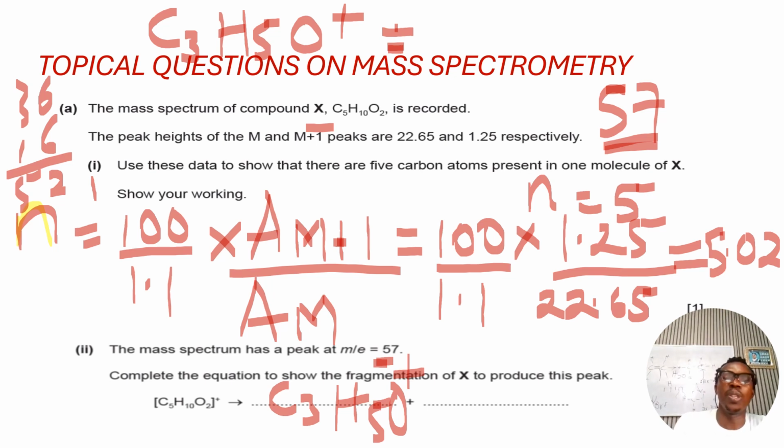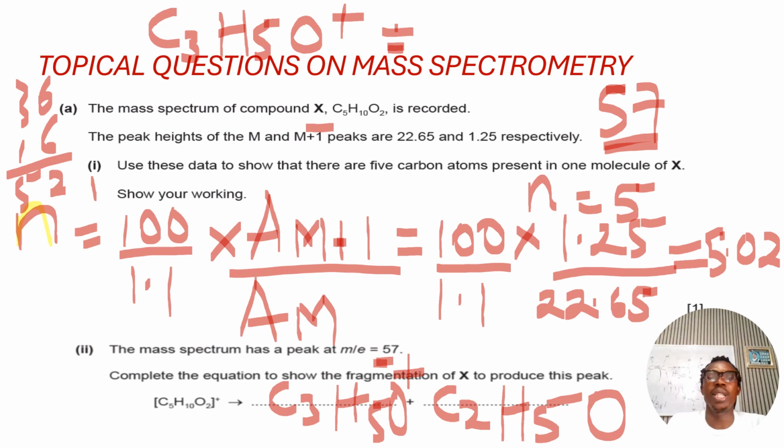Then the next fragment, the next particle that will be left: we have 5 carbon atoms, 3 have gone, so it will be C2. We have 10 hydrogen atoms, 5 have gone, so we have H5. Then we have 2 oxygen atoms, 1 has gone. So this is the complete equation, C3H5O plus and C2H5O.